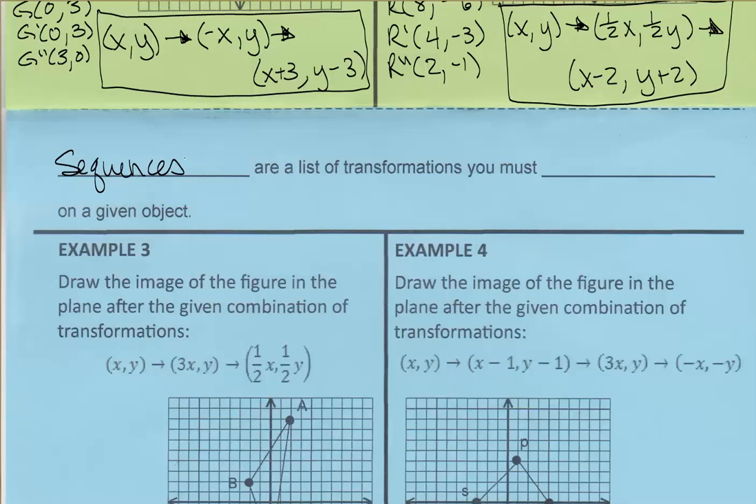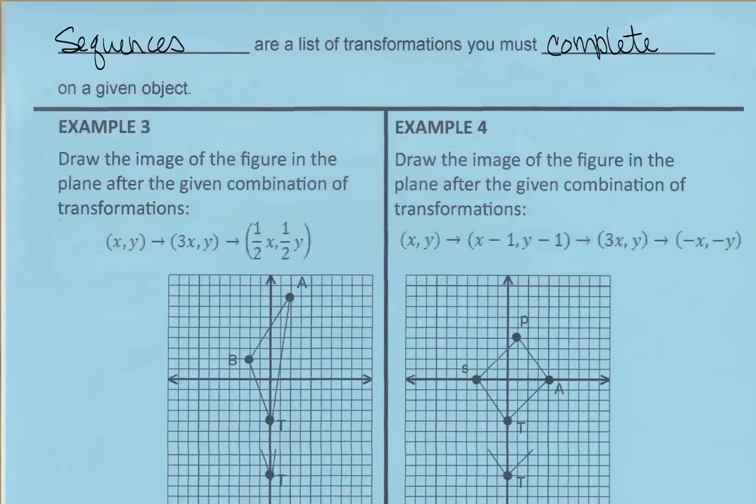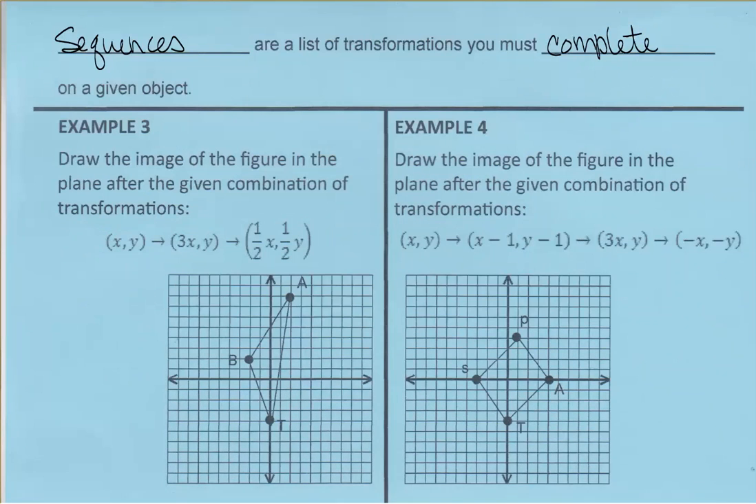So sequences are a list of transformations you must complete, or perform, on a given object. I guess perform would be a better word. It's whichever one makes more sense to you. If perform makes more sense than complete, write perform.